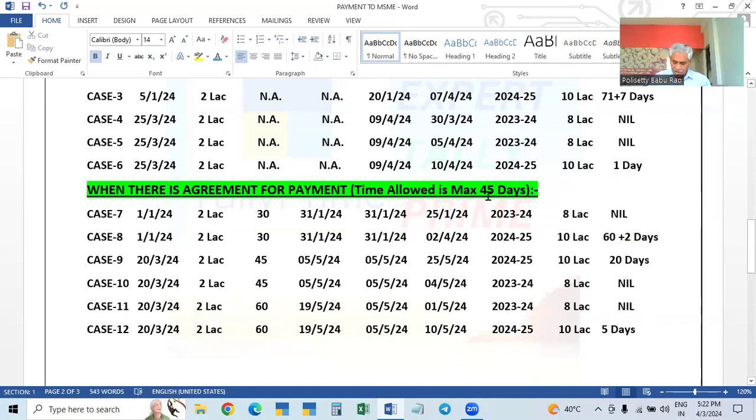Sorry, it is March, it's a mistake. So 54 days. Actually, the first one I got wrong. 25th March it is paid, that means within the financial year it is paid. 25th March, up to 31st is the financial year. So it is paid within the financial year, but after the due date. So 2 lakhs is allowed, 8 lakhs is to be paid, but the delay is 54 days. So for 54 days we have to pay interest.